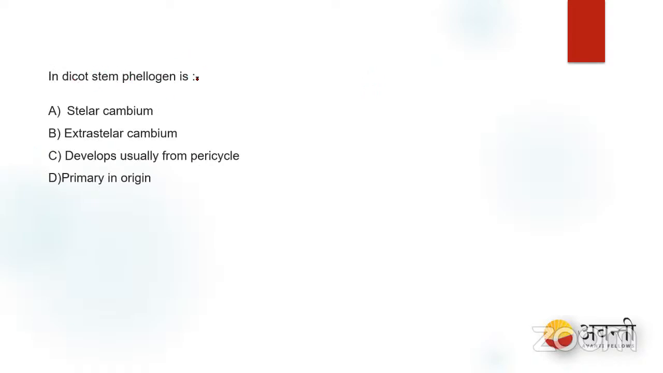So our next question. In a dicot stem, phellogen is: stellar cambium, extrastellar cambium, developing usually from pericycle, or primary in origin. Okay, one second, sorry. I will relaunch the poll so you can answer this question. In a dicot stem, phellogen is.